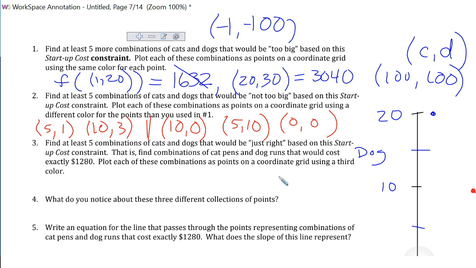Okay, so now number 3 is going to be the hard part. But you can already start to kind of see that the blue dots are in one location and the red dots are in a different location. Okay? Find 5 combinations of cats and dogs that would be just right, Hansel and Gretel. Okay? Based on the startup constraint. That is, find combinations of cat pens and dog runs that would cost exactly $12.80.